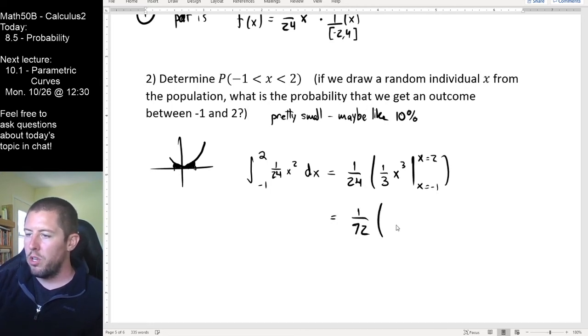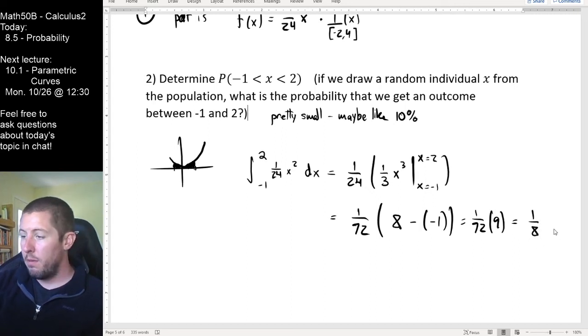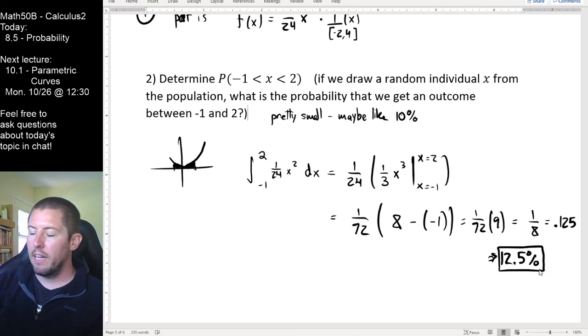And then this should be 2 cubed is 8 minus -1, right? That 2 cubed is 8, -1 cubed is -1. So that looks like it's 1/72 times 9, and that's going to give me 1/8. And that's actually pretty good because that's 0.125, which says this is a 12.5% chance. That's the probability of us drawing something between -1 and 2 with this distribution function.